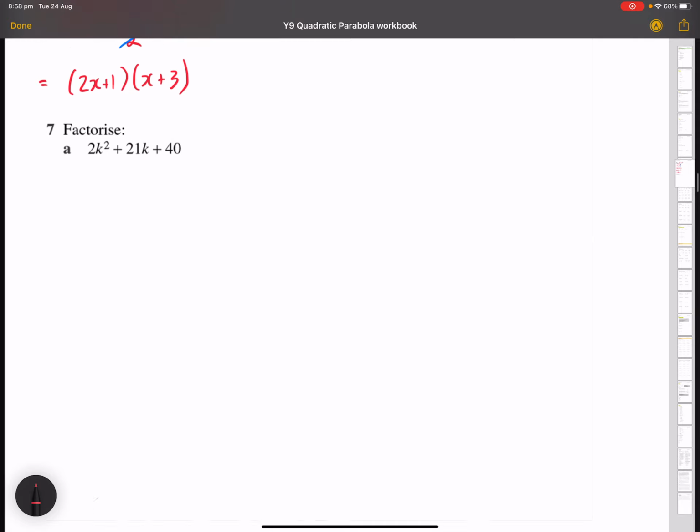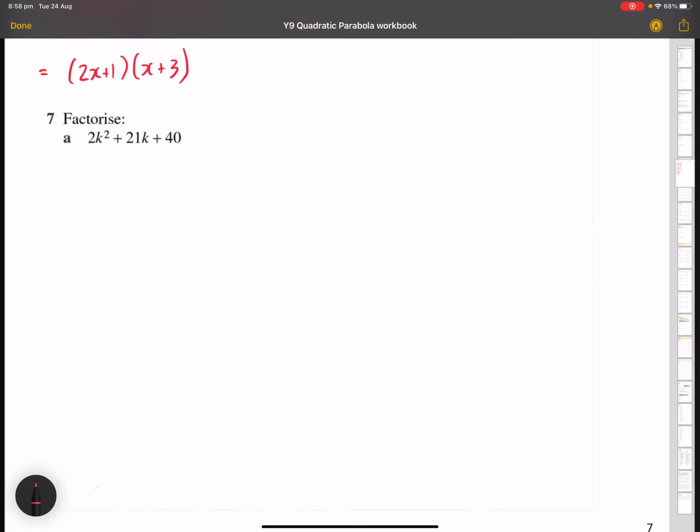Let's try one that's a little bit harder. In this case, we're going to do the same thing. We take the leading coefficient, which is a positive 2, and multiply it by the constant, which is a positive 40. So we rewrite the equation as k squared plus 21k plus 80.